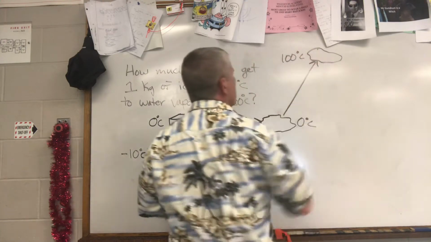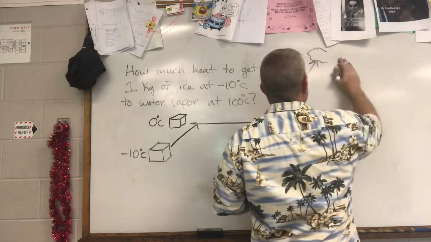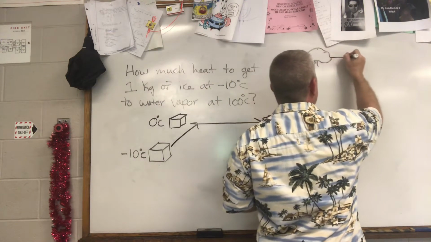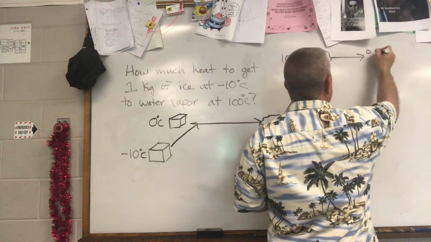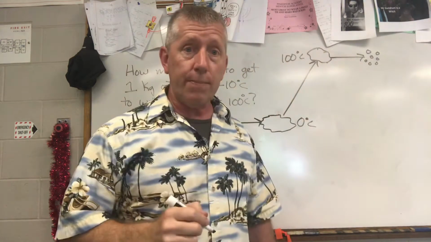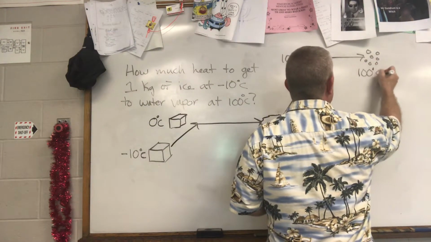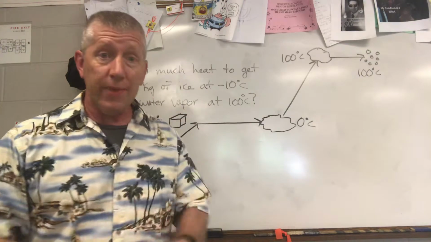And then when it's water at 100 degrees, then what happens to it? Then, get this a little bit smaller, phase change, and then it becomes vapor. I'll make my vapor little circles like that, little water vapor. And that's water vapor at 100 degrees Celsius. Okay, so that's what's happening.